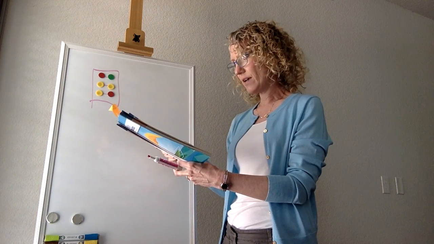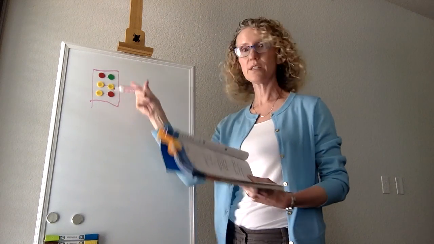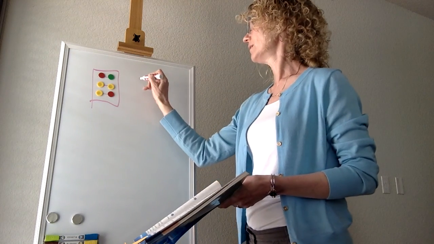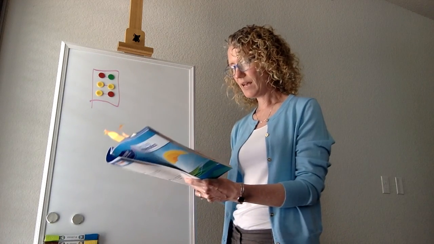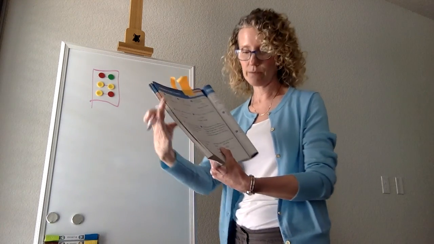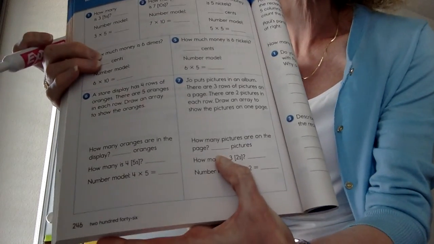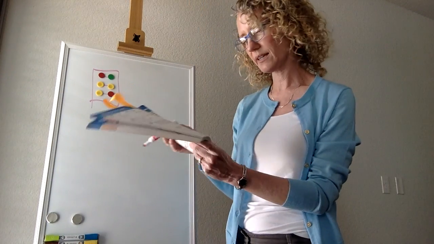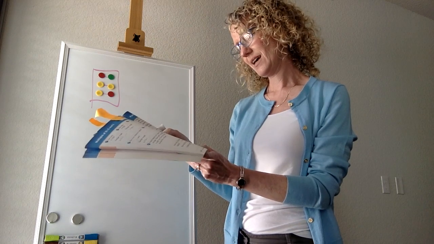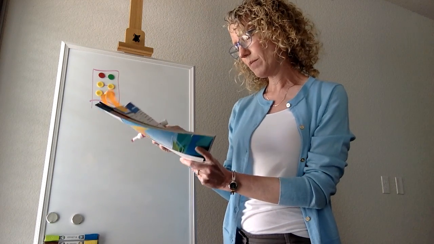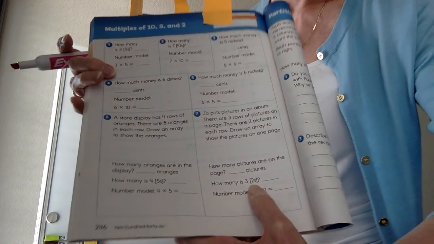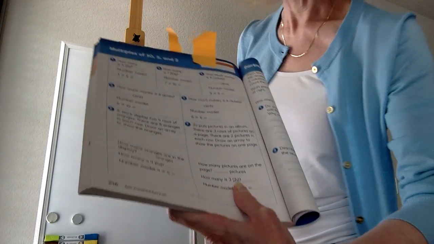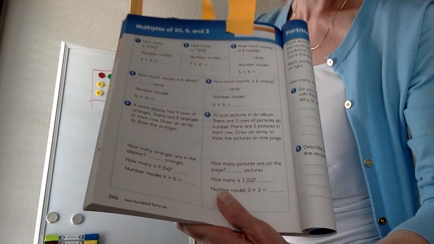And draw an array to show 1 page. So this is your array, isn't it? You could do circle, circle, circle, circle, circle, circle. How many pictures are on the page? That's what it says. How many pictures are on the page? You can count it right up. 6. How many is 3 2s? 3 2s, 2, 4, 6. It's 6. And then write your number model. 3 times 2 equals 6.